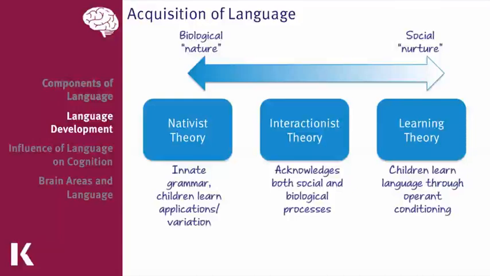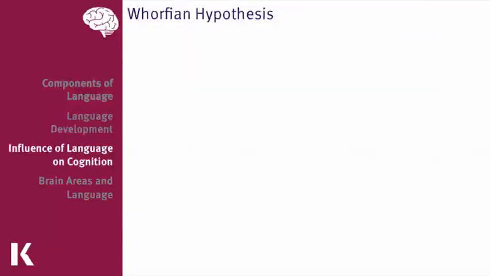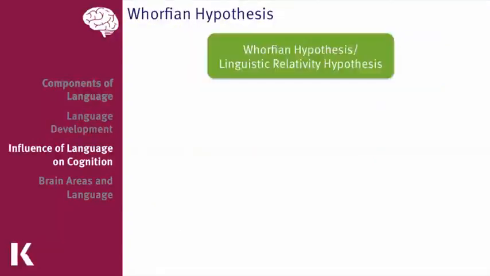Once we learn a language, we can use that language to describe the world around us and to interact with our society. A linguist named Benjamin Whorf took that idea a step further to create the Whorfian hypothesis, otherwise known as the linguistic relativity hypothesis. Whorf claimed that how we think about the world is determined by language.